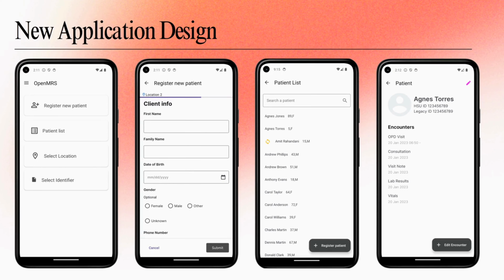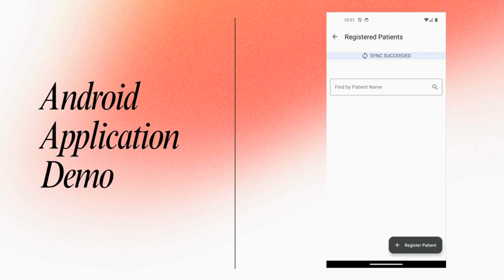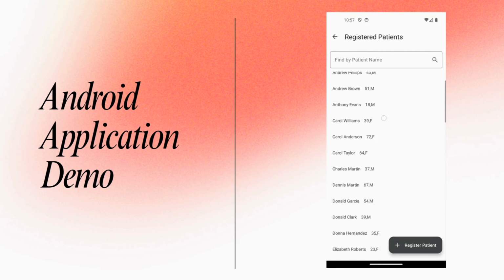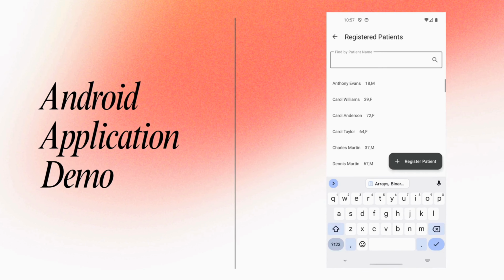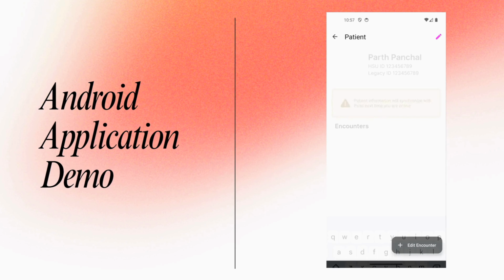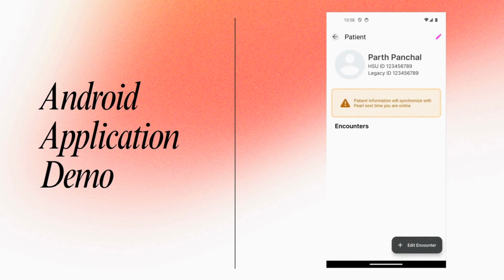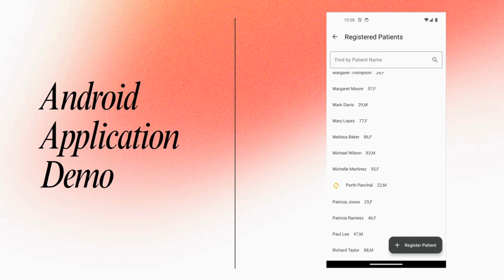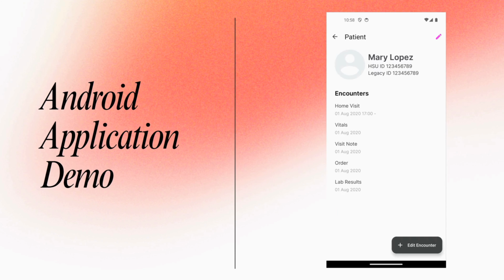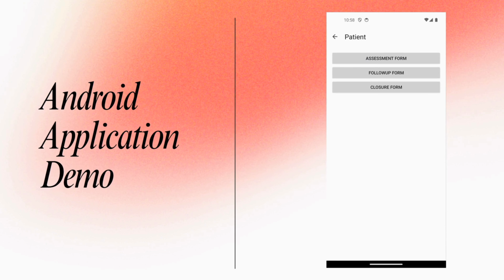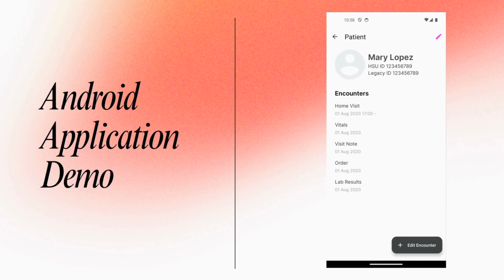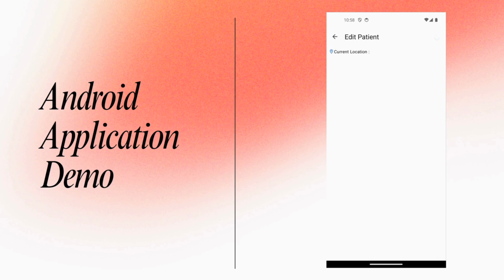Now let's dive into the application demo. We'll start by exploring the patient details screen. First, we'll look at a newly created patient who is still unsynced. Next, we'll take a closer look at a patient whose data has already been downloaded from the server. You'll see how the application seamlessly displays all the completed visits and encounters, giving healthcare providers immediate access to comprehensive patient histories, even when offline.